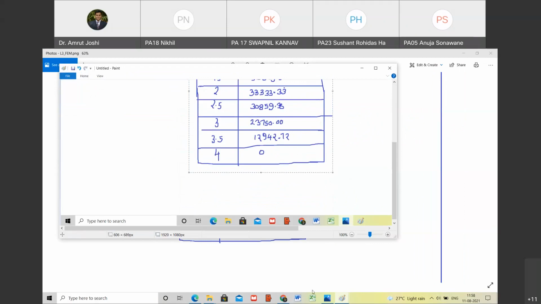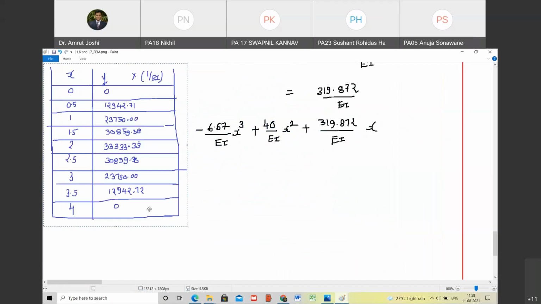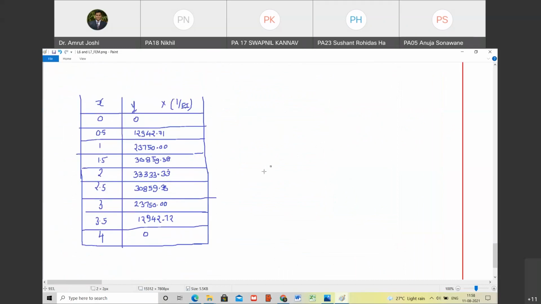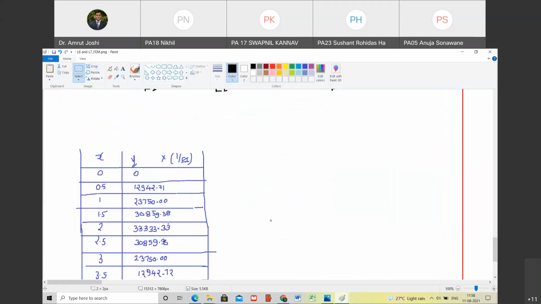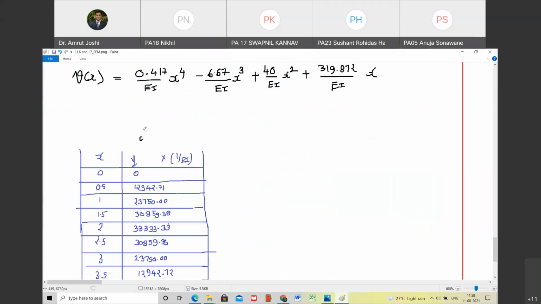Are you with me? Yes, sir. And we are going to repeat that exercise, but with this expression now. So this is the exact solution. Do you agree with me? Yes, sir. This is the solution of the governing differential equation.